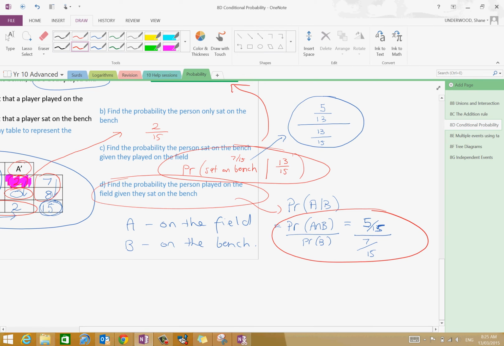If you've done this using the conditional probability rule, you can simplify this fraction in your calculator, but as it turns out, we're going to get an answer of 5 out of 7 as a fraction for this one, and for this one, we're going to get 5 over 13 times 15 over 13, which is equal to 25 over 169. So there you go.